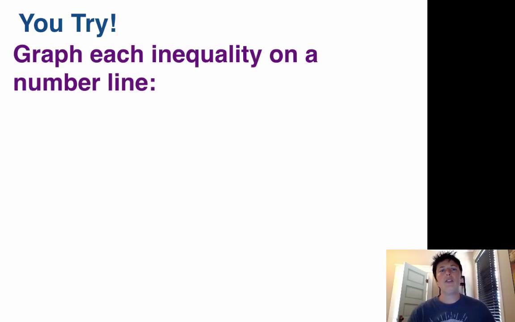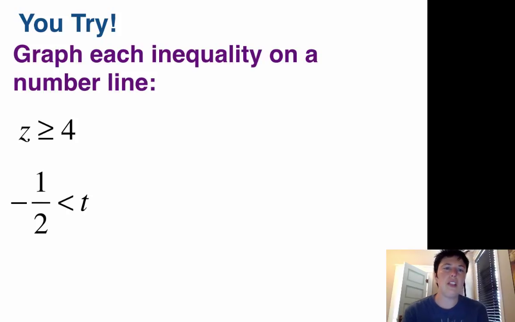All right, I hope this is making sense to you guys. I'm going to have you try, and we'll get an idea here. So here's your you try. I'm going to have you graph each inequality that I show you on a number line. You're going to make two number lines. One of them is going to be for z is greater than or equal to 4. And your other number line is a little trickier. I gave you a harder one. -1/2 is less than t. So this is the time where you need to pause the video. You need to try both of these and see if you can make a nice number line. Okay, good luck.